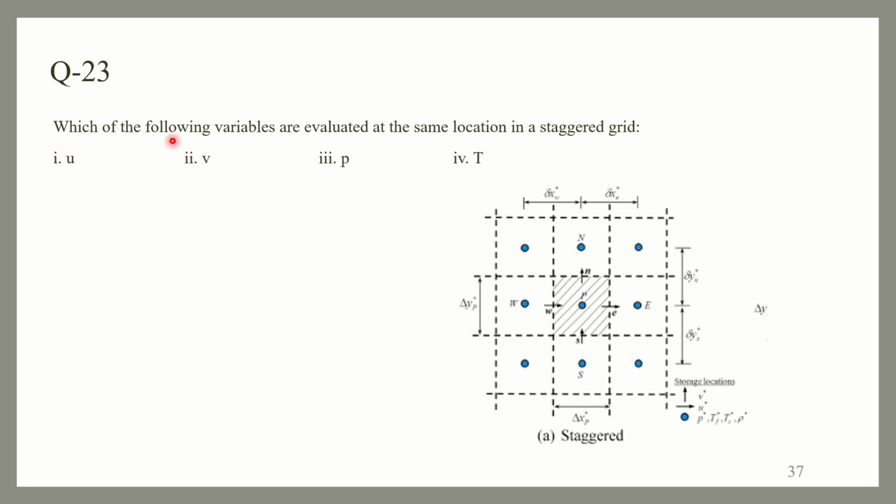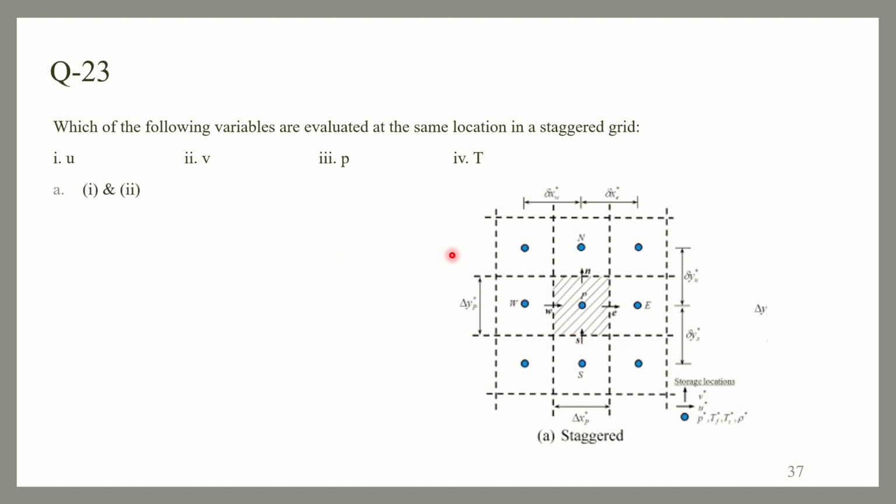First, U component velocity, V component velocity. The options are: X component velocity U, Y component velocity V, third one pressure, fourth one temperature. So the scalars are evaluated at the center of the cells and the vectors are calculated along the faces of the cells.